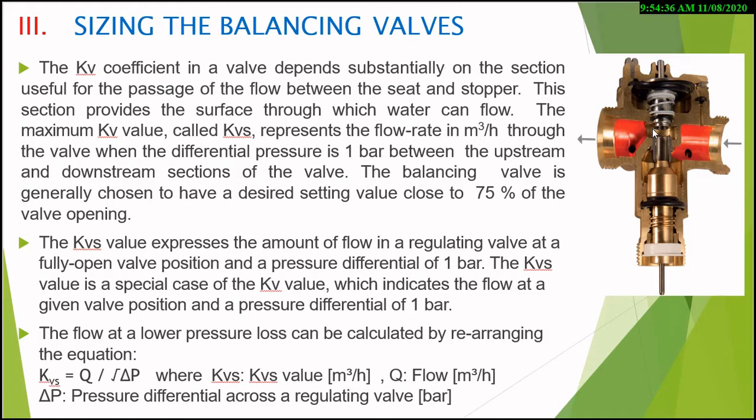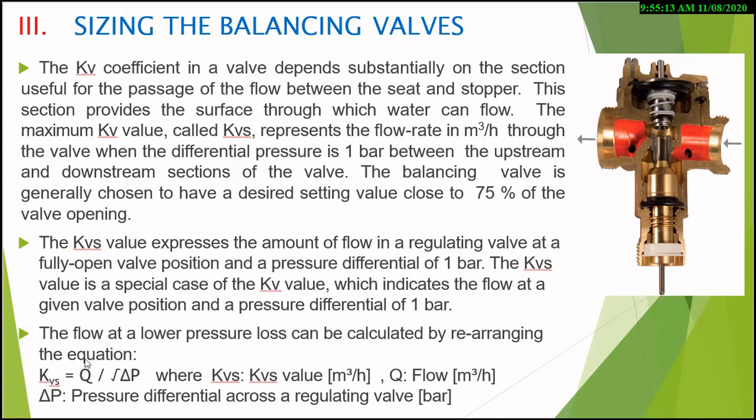This section provides the surface through which water can flow. The maximum kV value represents the flow rate in cubic meter per hour through the valve when the differential pressure is 1 bar between the upstream and downstream section of the valve. The balancing valve is generally chosen to have a desired setting value close to 75% of the valve opening.